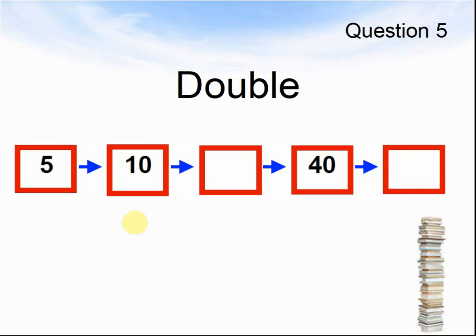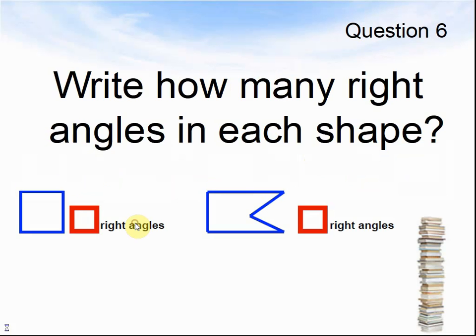Here comes question 6. Question 6. Write how many right angles in each shape. Here is a square and here is a pennant flag. Pause the video until you are ready for question 7.